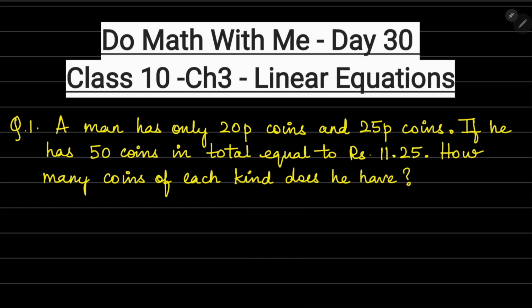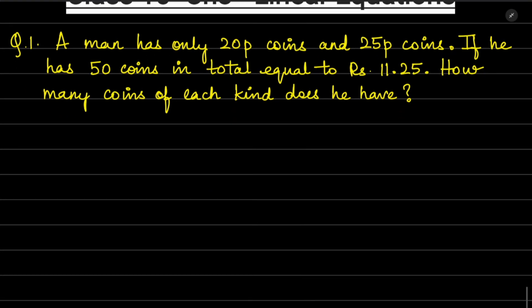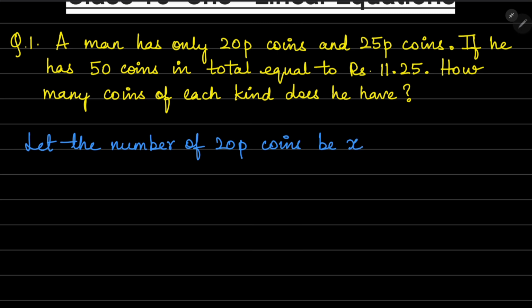So whatever we have to find, let us take that as x and y, the unknown variables, right? So let the number of 20 paise coins be x. It's just the number of coins, right? Then the number of 25 paise coins, let it be y. This is the first thing, and x and y, this is the number that you have to find.